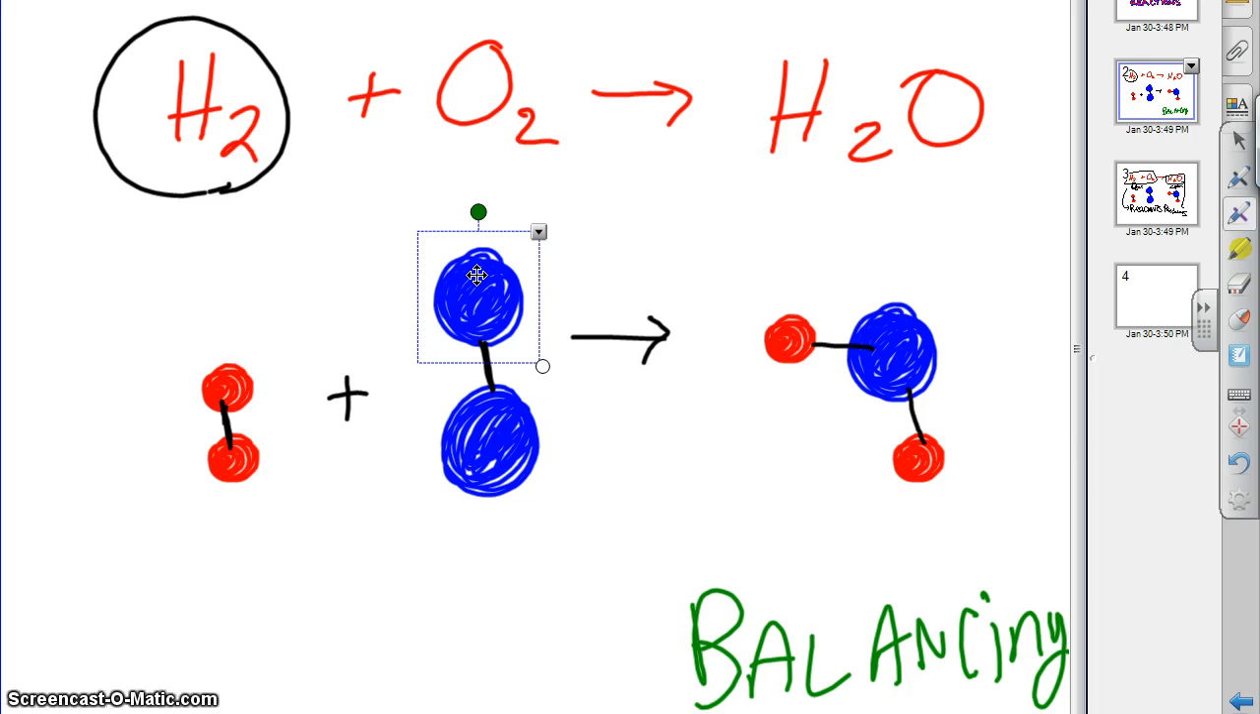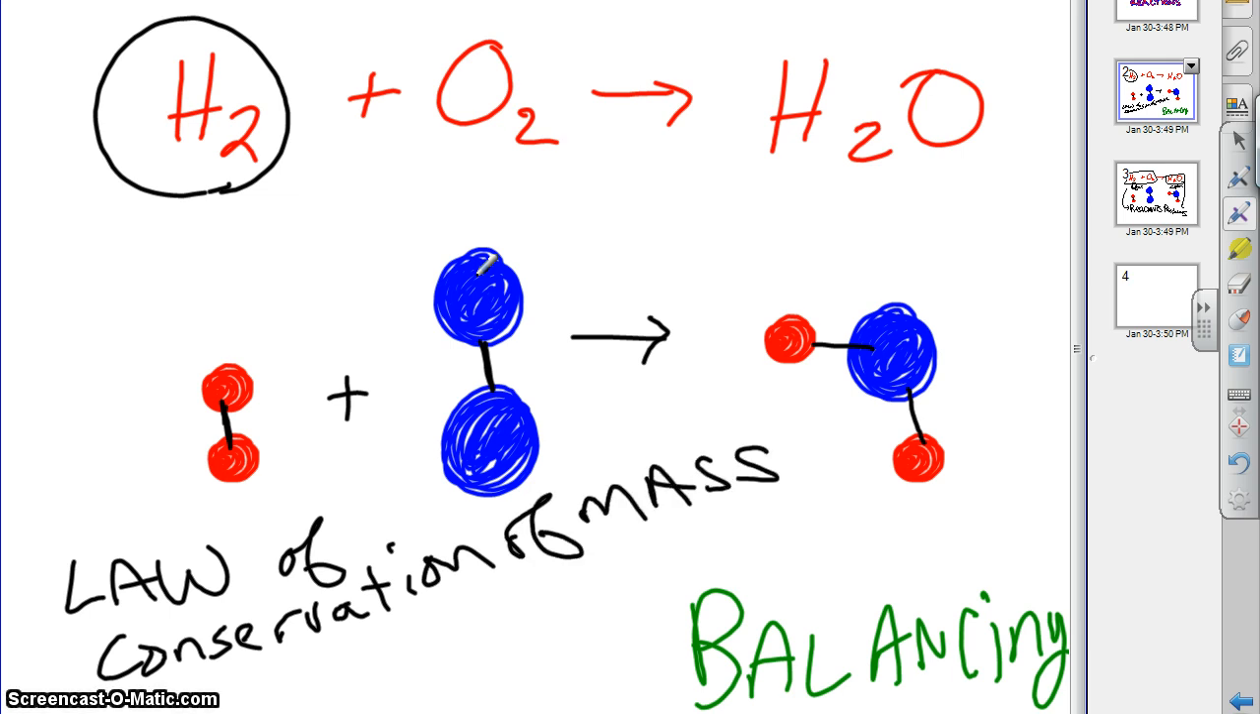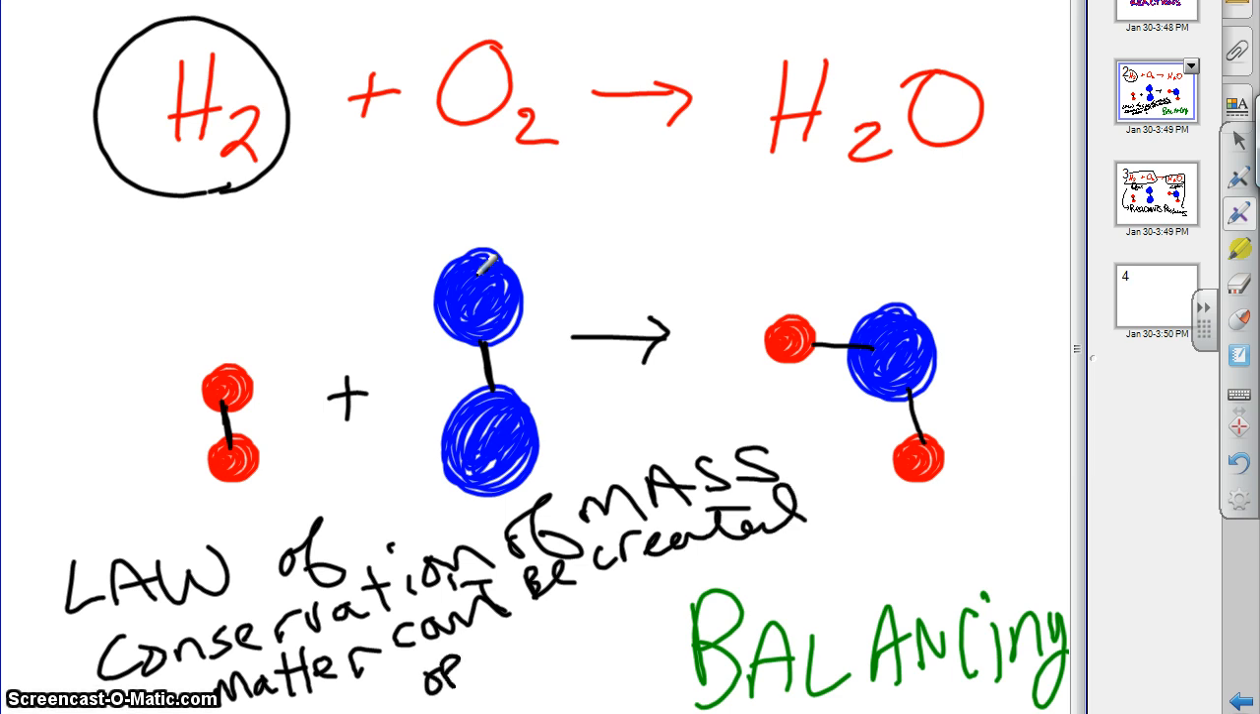Lavoisier showed us that this is not possible. In chemistry, Antoine Lavoisier taught us back in the 18th century the law of conservation of mass, which states that matter, or atoms, cannot be created or destroyed.